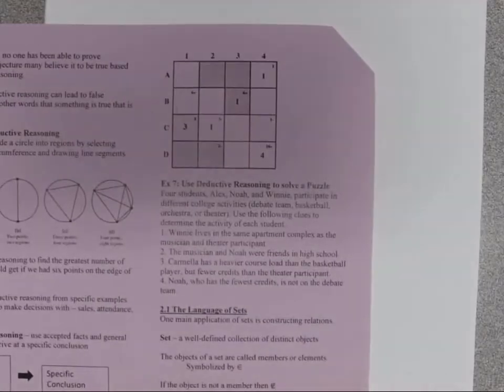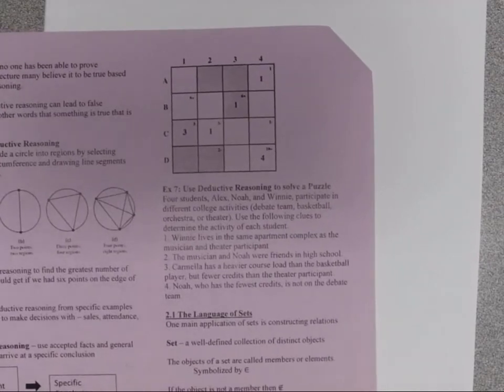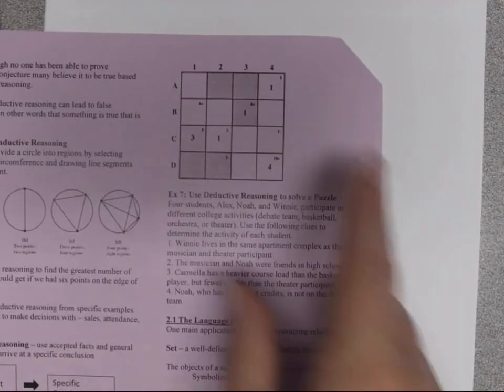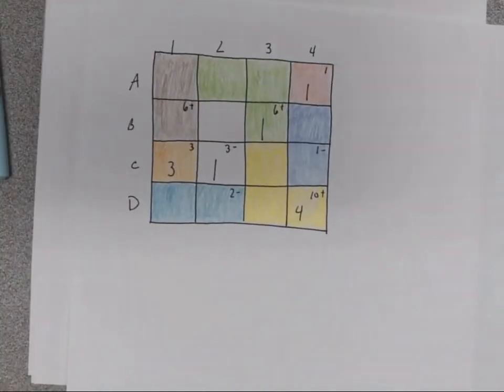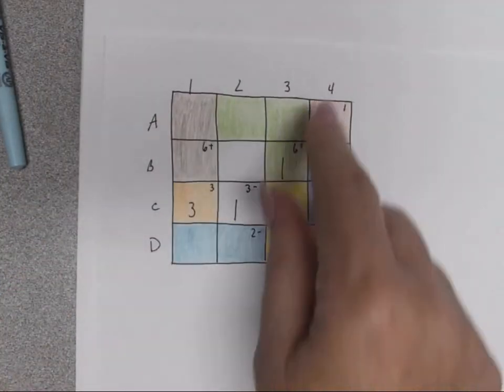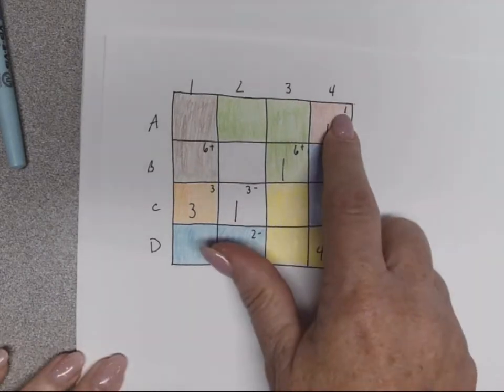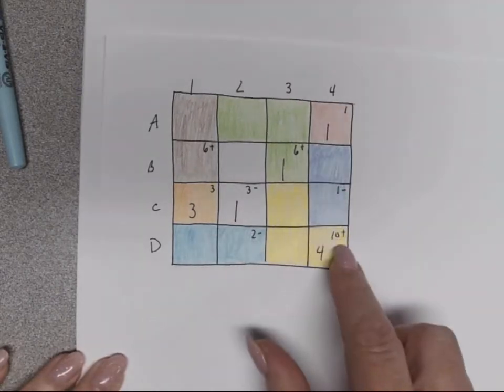So this is what it looks like on your handout, and I've replicated it here for ease, because I wasn't sure how well it would show up in the video. So this is more of what we're looking at. We've got our A through D and our 1 through 4. Now, these little numbers up here tell us what's happening.